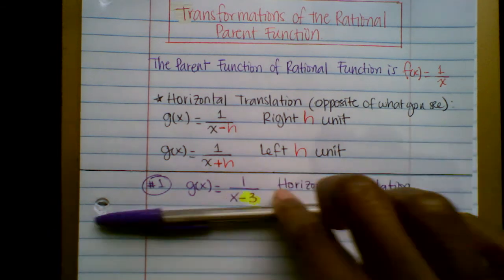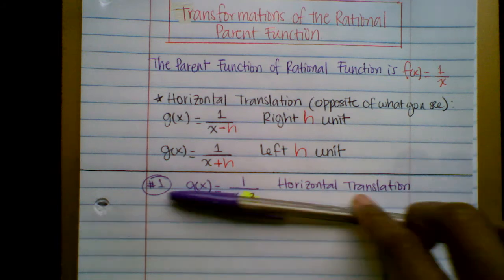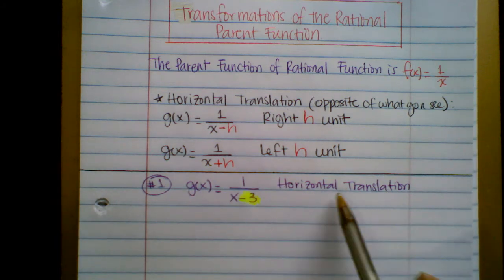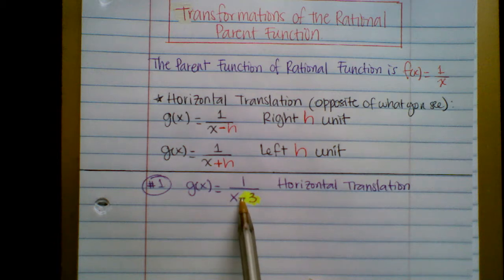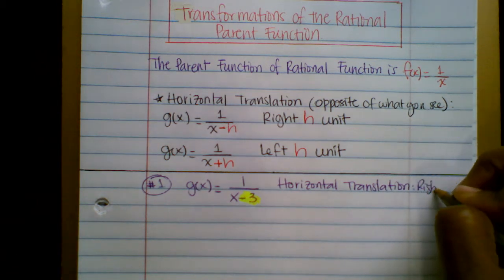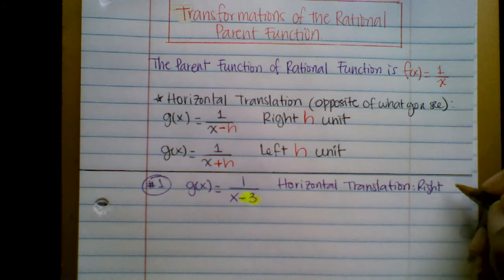Anything affecting the x is located on the x-axis, so it's either to the left or to the right. Horizontal translation means you're going to move either to the left or to the right. Because of the minus 3 here, you're going to think the opposite. So the parent function has been moved not to the left but to the right. And how many units? 3 units.